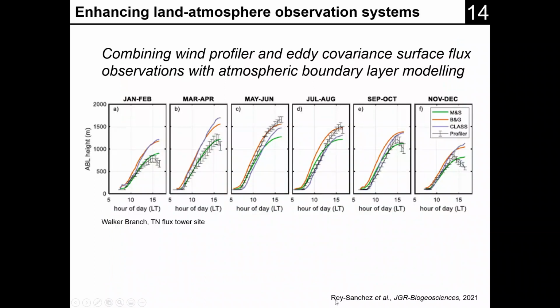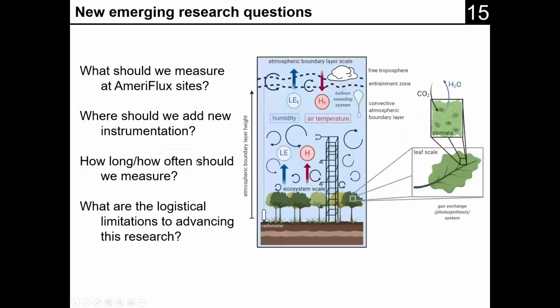Just recently, in a study published by Camilo Rey-Sanchez et al., they looked at combining wind profiler data with eddy covariance surface flux observations and atmospheric boundary layer modeling. They did this for a site in Tennessee and a site in California. What you see here in black is the boundary layer growth across different seasons from the profiler, and they used surface fluxes to force boundary layer growth models and compared how well they can replicate these boundary layer dynamics. Hopefully this can be done at many more sites.